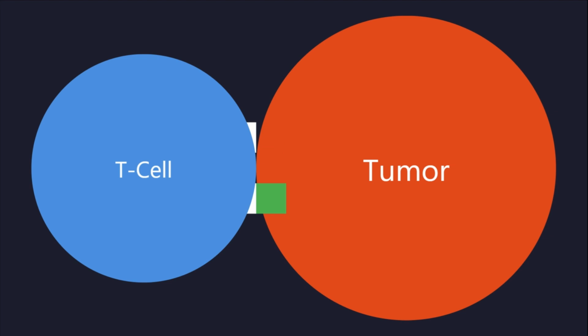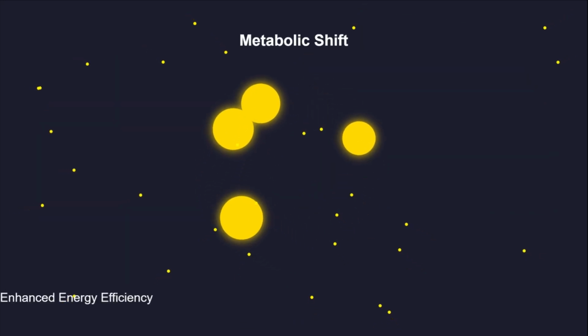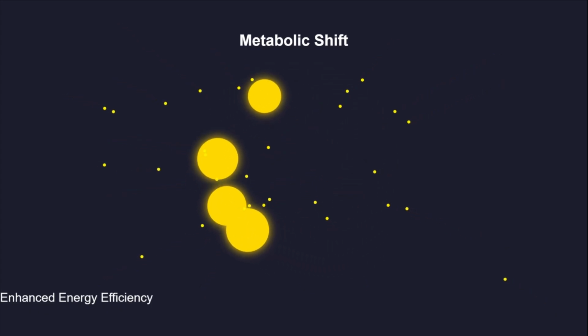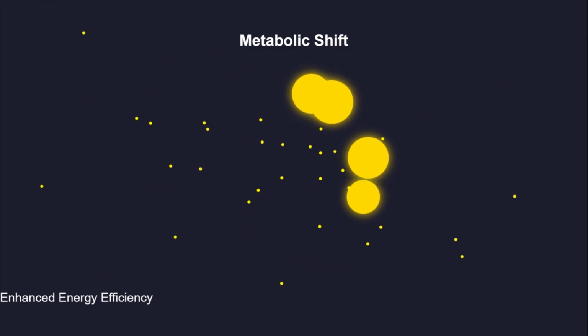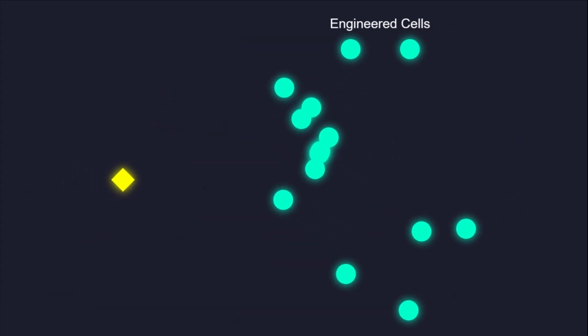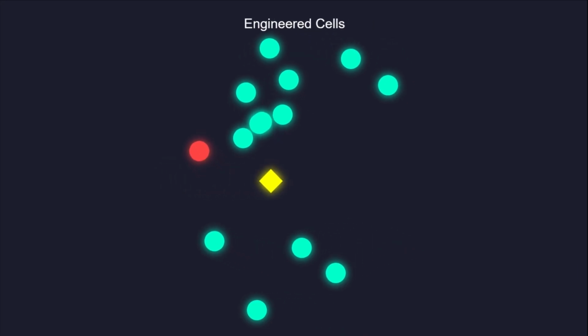Bicistronic or tandem receptors allow a single T cell to target two different antigens simultaneously, reducing the likelihood of tumor escape through the loss of a single target protein. Engineering the metabolic pathways of the T cells, such as increasing fatty acid oxidation, can help them survive and maintain function within the nutrient-poor and acidic tumor microenvironment.